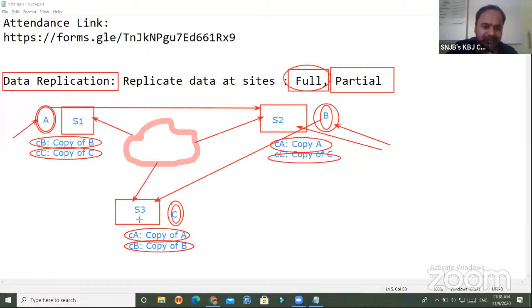Likewise, copy C will be available at this particular site. Means this copy will be available at this particular site. Means we are not copying this particular A, B, C at every site, but at particular sites. That is known as partial.